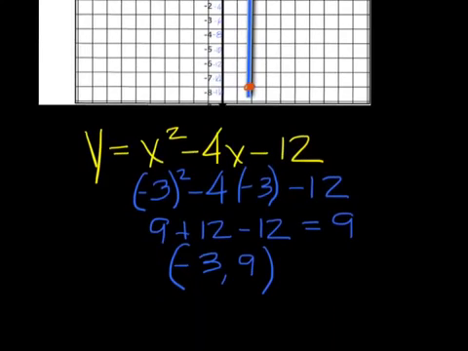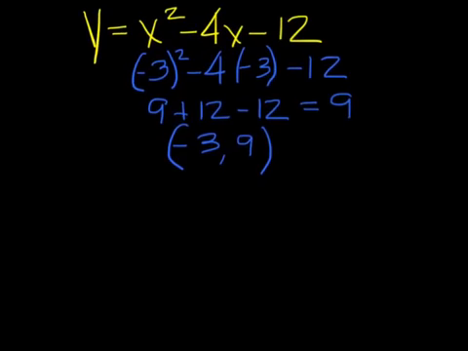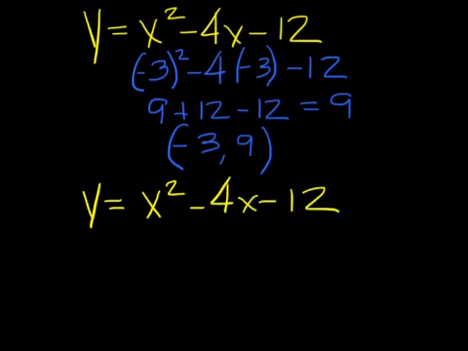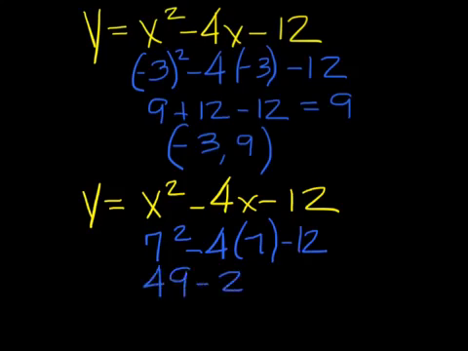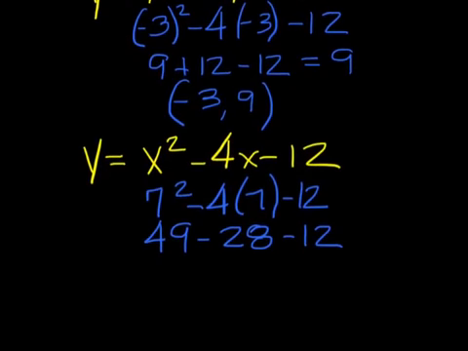So when we plugged in -3, we came back with 9. So now we're going to try the 7. So y equals x squared minus 4x minus 12. And we're going to put in 7 to get 7 squared minus 4 times 7 and then minus 12. That's 49 minus 28 minus 12. And that's going to be 21 minus 12, which again is 9.